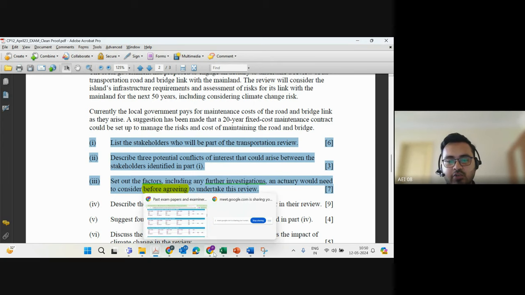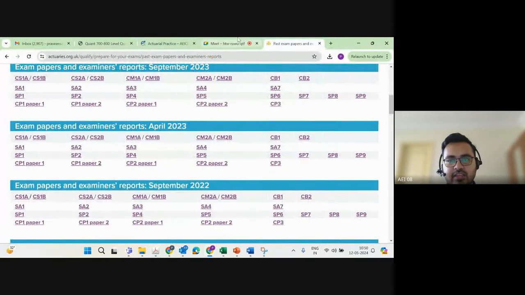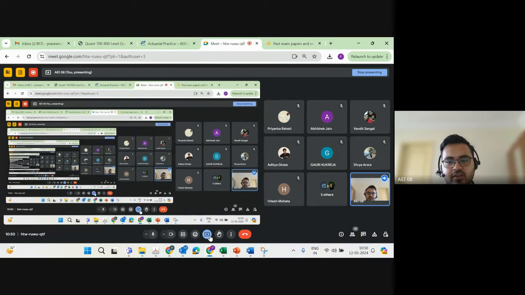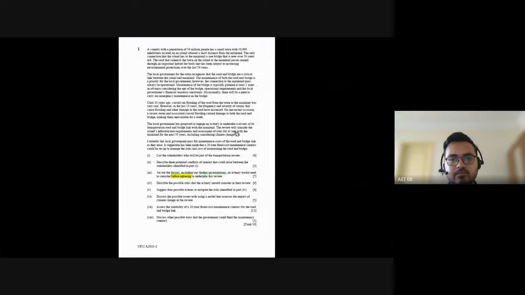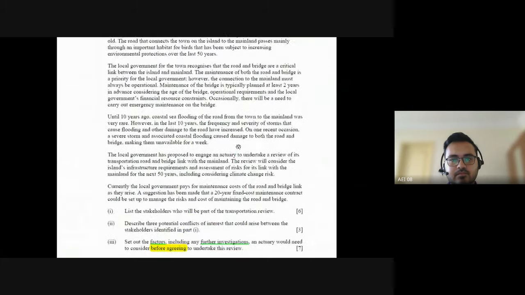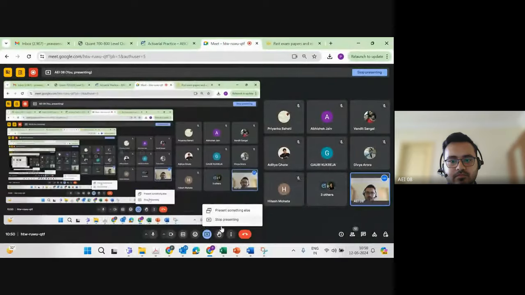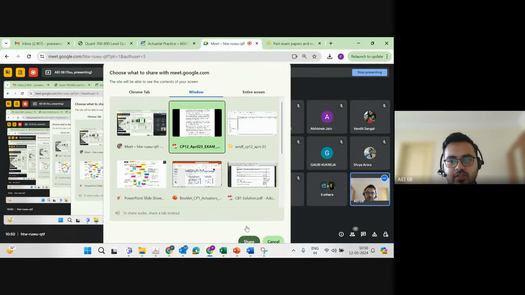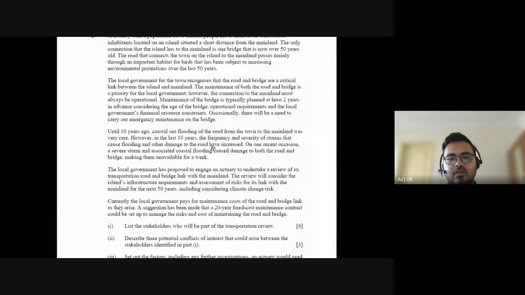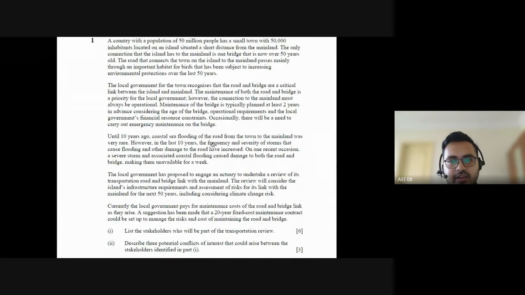Let me just share it on a full screen basis. I think a lot of area is unnecessarily getting wasted right now. Just give me one second. I think this might be better. Do let me know if you find that this is smaller. I can zoom in. But let's just quickly have a look at the question.